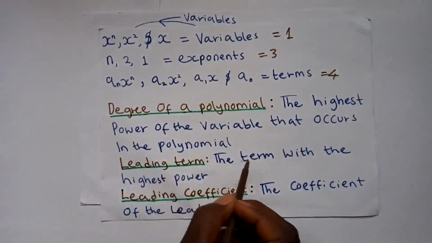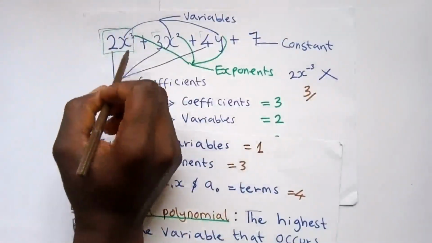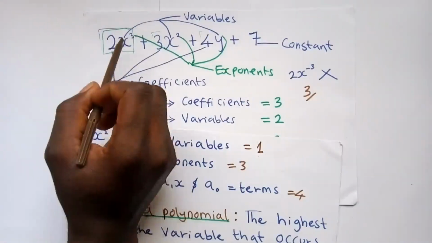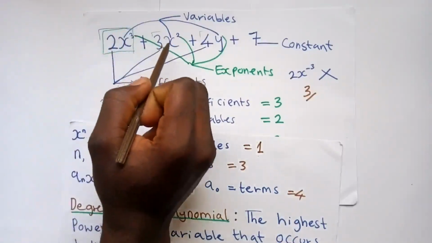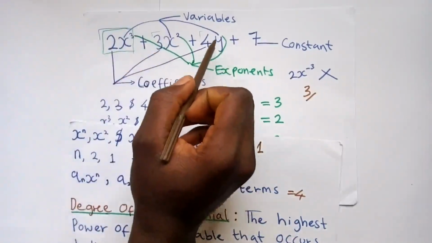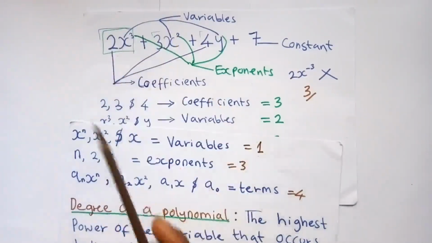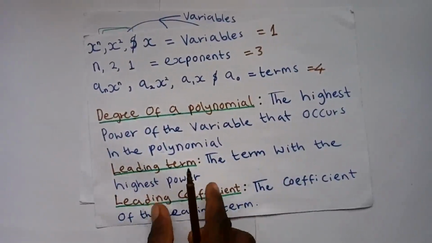The leading term, the term with the highest power. So look at this term, this term, this term. The variable in this term has the power of 3. The variable in this term has the power of 2. And the variable in this term has the power of 1. So this is the leading term, because the leading term is the term with the highest power of the variable.